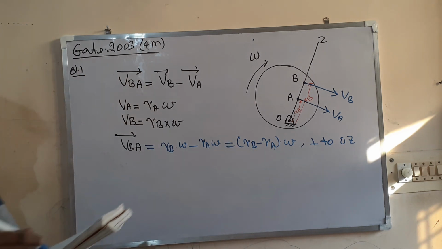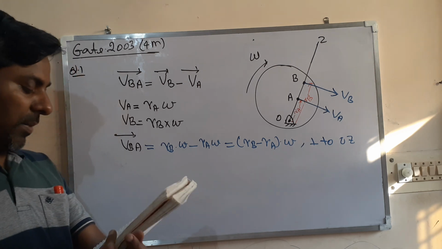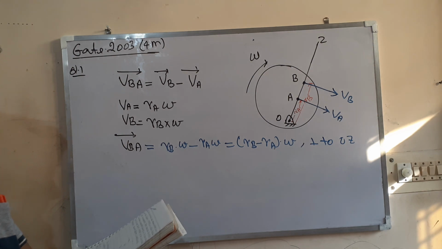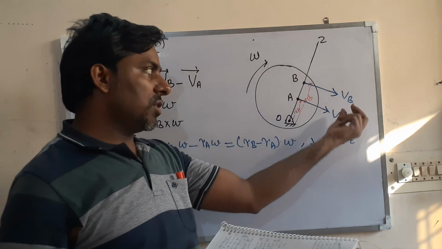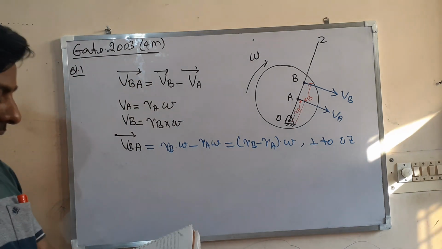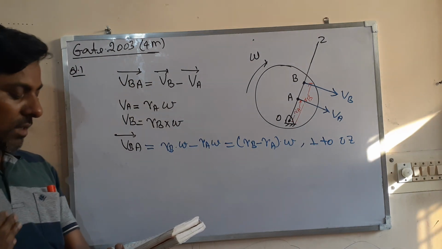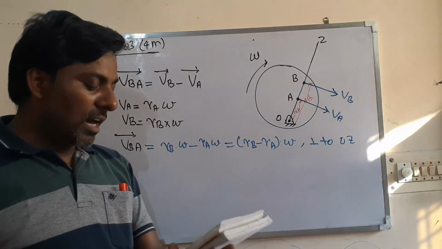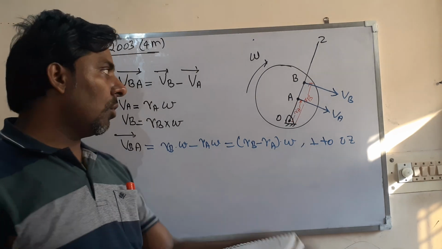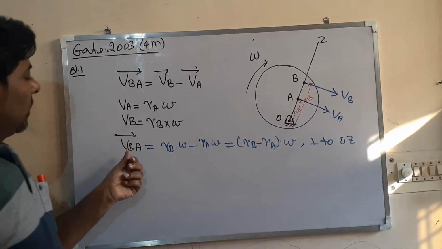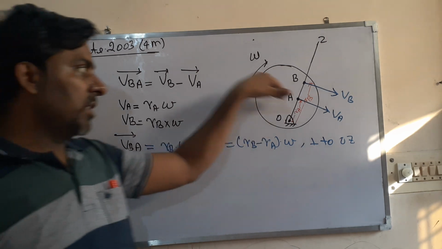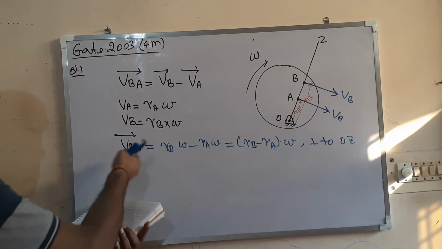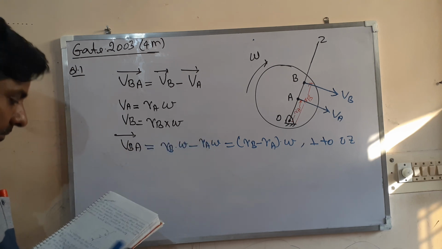Let us see what they are asking. Option A is 0. It will not be 0. Option B: omega into RB minus RA in the direction opposite to the direction of motion of point B. That will not be the opposite, so it is wrong. Omega into RB minus RA in the direction same as the direction of motion of point B. That is the correct one. Omega into RB minus RA in the direction from O to Z. No, this will not be along that, because both the components are along this direction. Okay, so this is the correct option. This is for 2 marks.